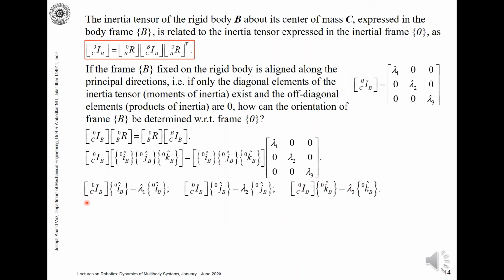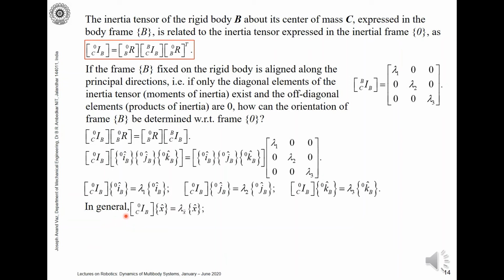So this becomes, if we just multiply this column by column, and write the columns of this product, you can see I_B with respect to C expressed in the frame 0 operating on the first column, that corresponds to lambda 1 operating on I_B expressed in the frame C. Likewise, I_B with respect to C expressed in the frame 0 operating on J, the unit vector J of the frame B expressed in the frame 0, is equal to lambda 2 J_B expressed in the frame 0, and same way for the third column, which is here.